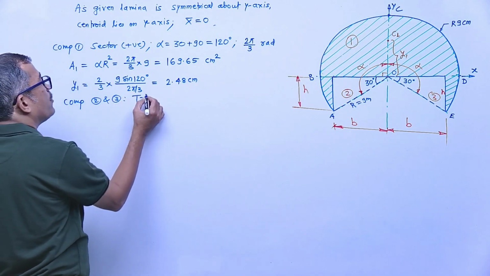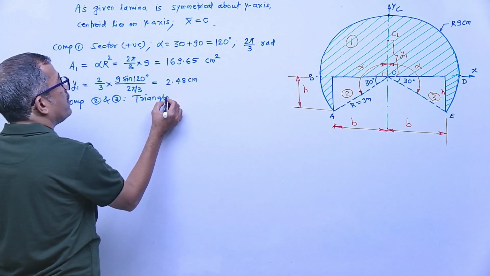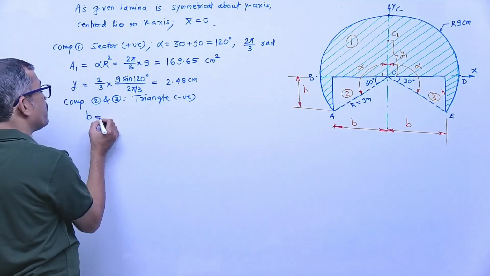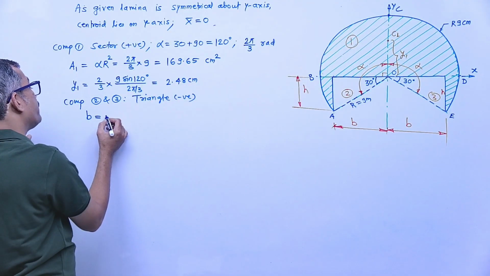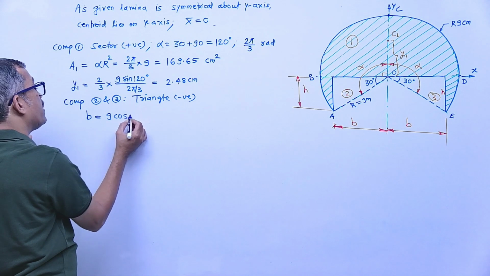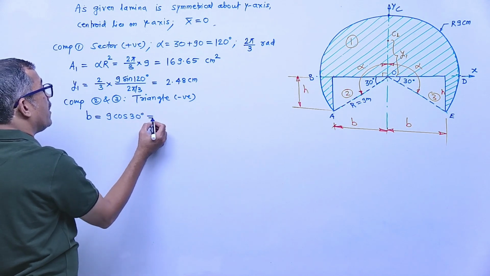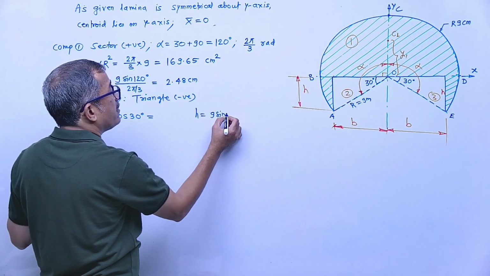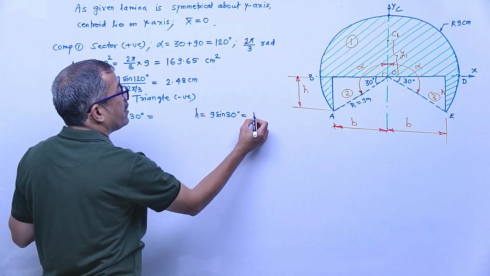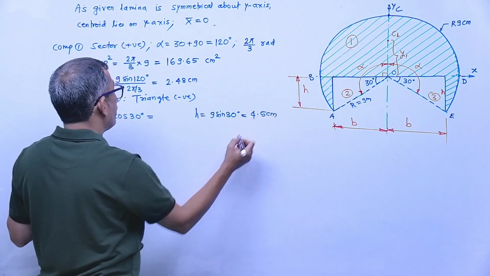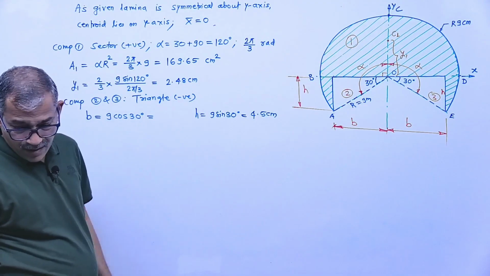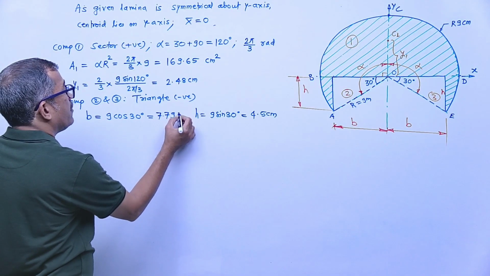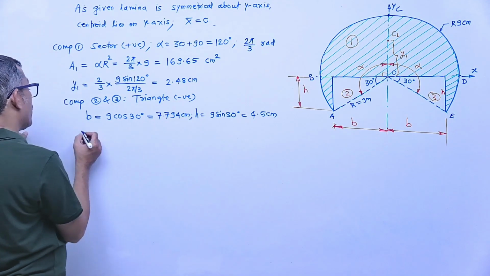That means we will write 2 and 3 as triangles. Both are negative. What about the base? The base of both triangles is r cos 30, which means 9 cos 30, and the height is 9 sin 30. Sin 30 is half, so we directly get 4.5 centimeter. And the base, 9 cos 30, is 7.794 centimeter.